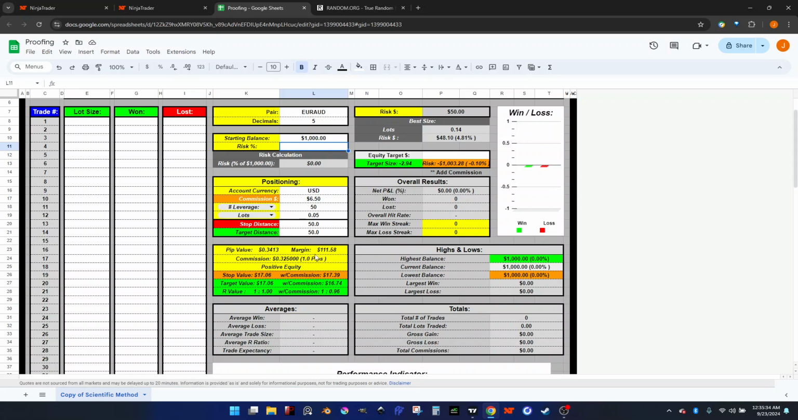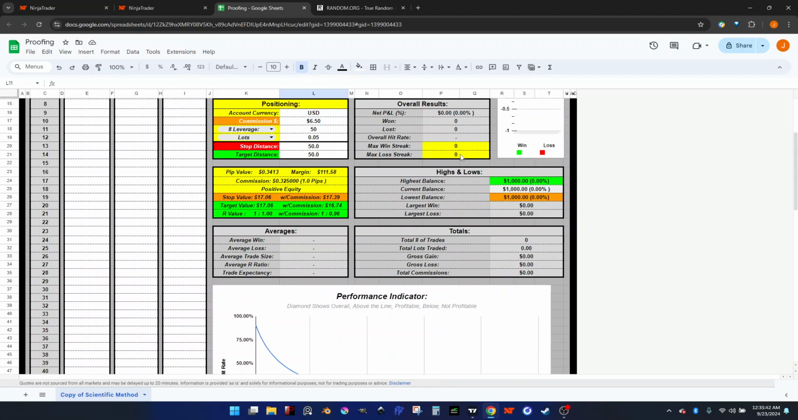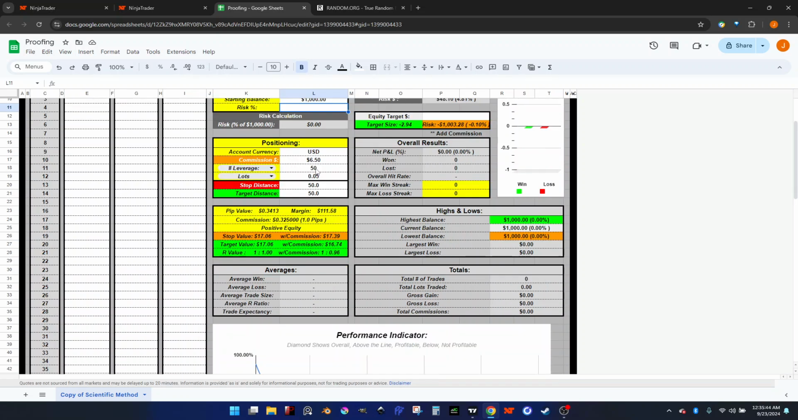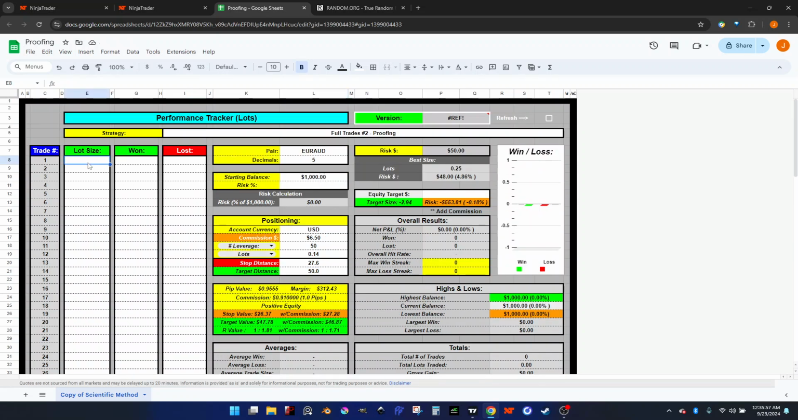So let's see how we're going to figure this. 27.6 pips. Here we go. This is how I do it. 27.6, and we lose 26.37. So we have a loss right out of the gate. All right.